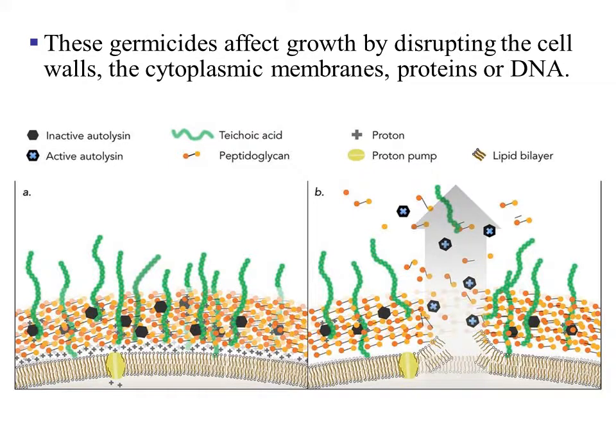These germicides affect growth by disrupting the cell wall, the cytoplasmic membrane, the structure of proteins, and the structure of DNA. In this image below, we're looking at the cell membrane. To the right, the membrane and the wall has been punctured, therefore letting water come in or water to come out.